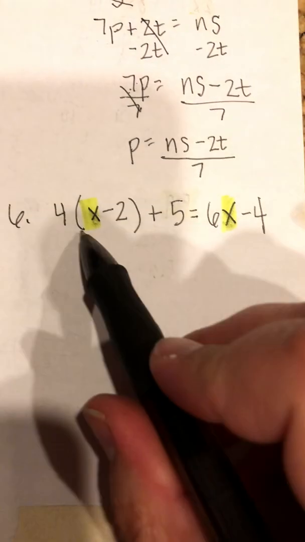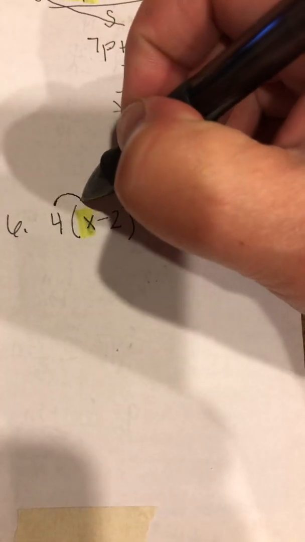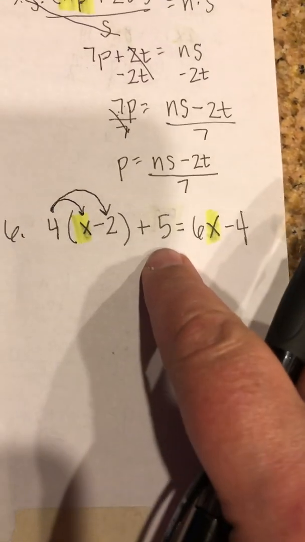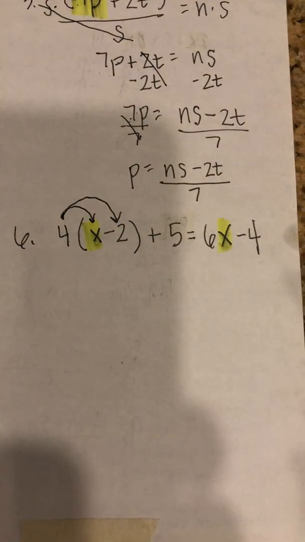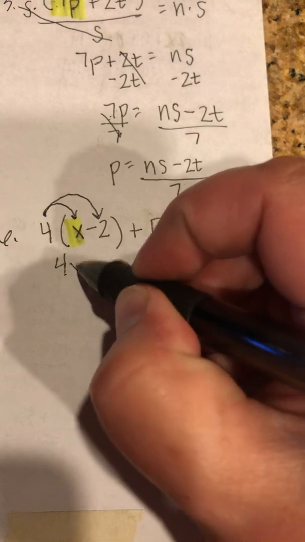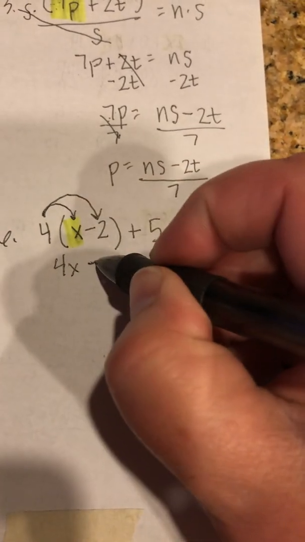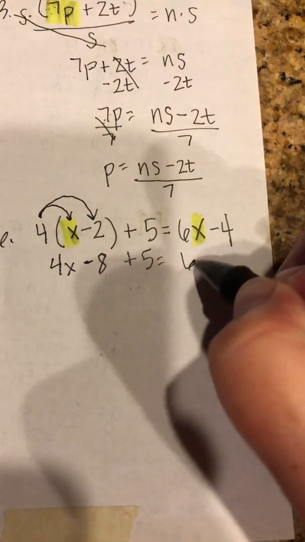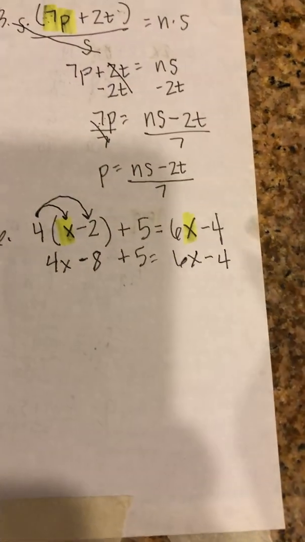But step 1's always those parentheses, so we're going to take that 4 and we are going to distribute it in. We're going to multiply it by both of those, but not the 5 because the 5's not in the parentheses. So that would be 4x. 4 times 2 is 8, and then this just stays, and this just stays, and this just stays.